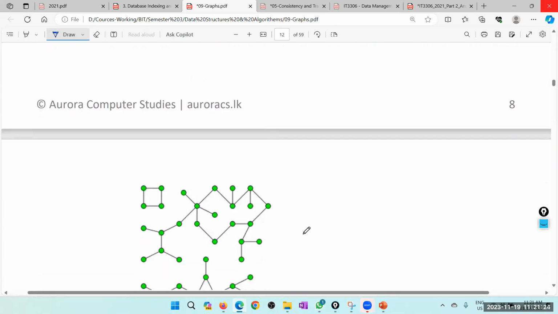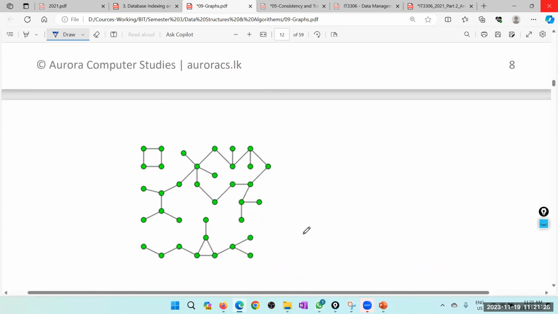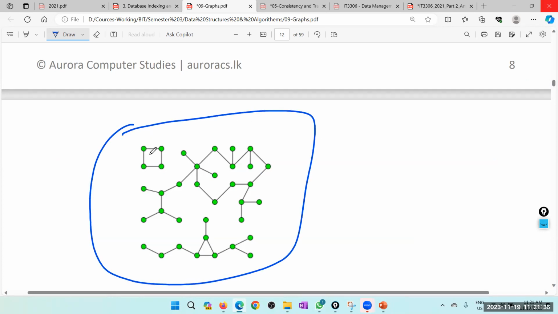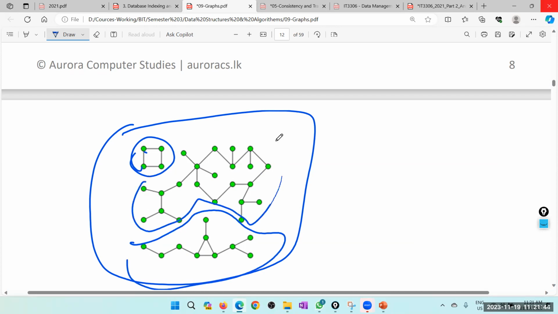Right, so then connected component means it's not a full graph, but those subcomponents are connected. For example, this is not a connected graph as a whole because from here you can't come here. But this component is connected, this component is connected, and this component is connected. So therefore, it's not a connected graph, but we have connected components. We have three connected components here. Okay.